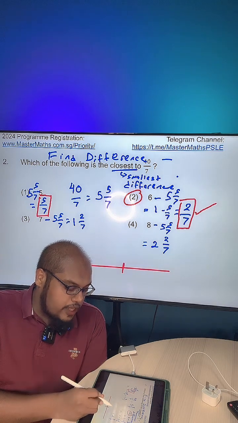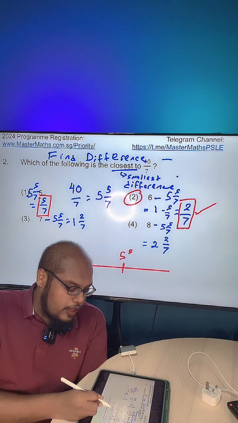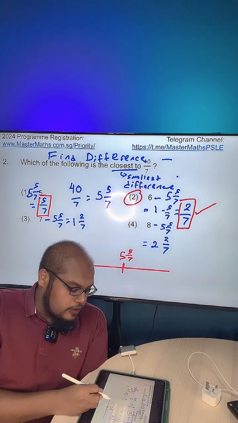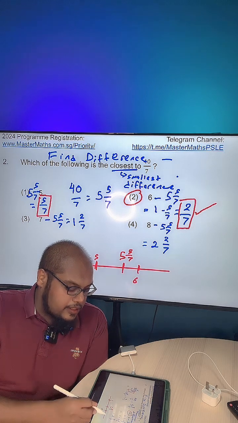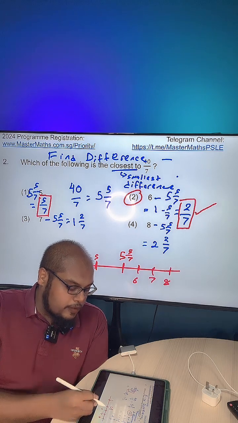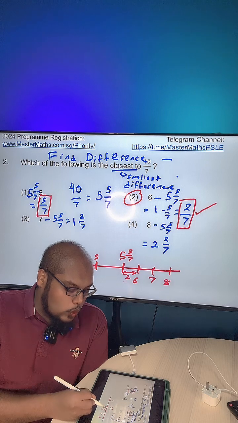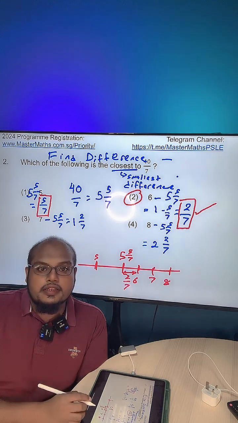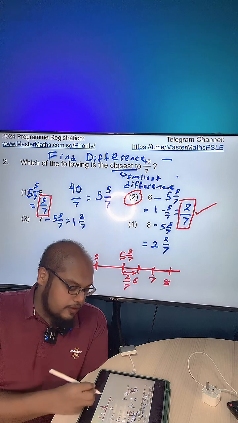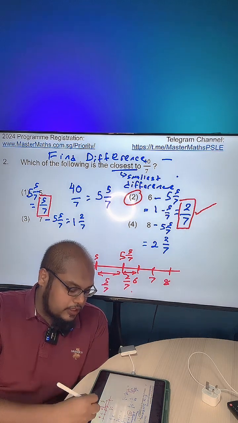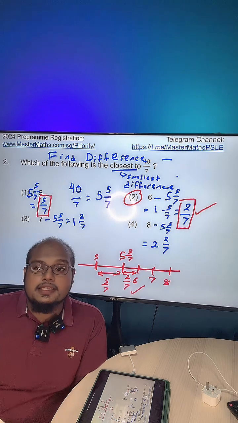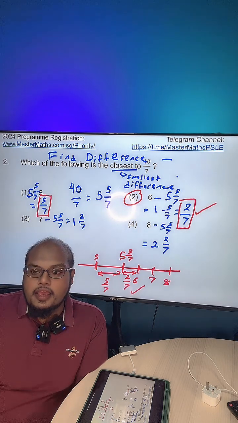Then you put your 40 over 7, which is 5 wholes and 5 over 7. So, 5 is here. 6 is nearer, actually. And then 7 is here. Then 8 is here. So, you see the difference from here to here is actually 2 over 7. That's why the answer is 6. From here to here, it is 5 over 7. That's why this is the one. This is another way.